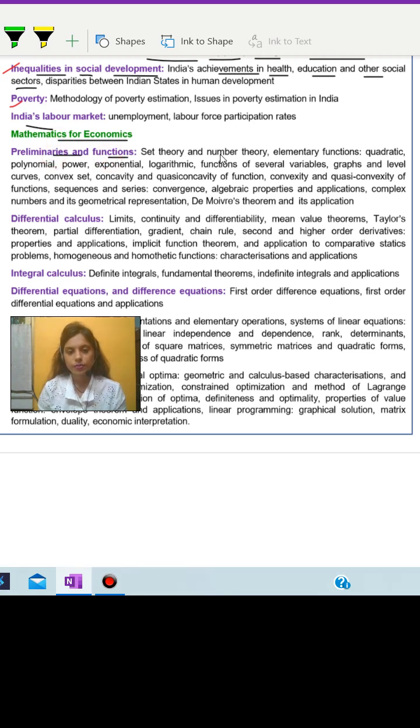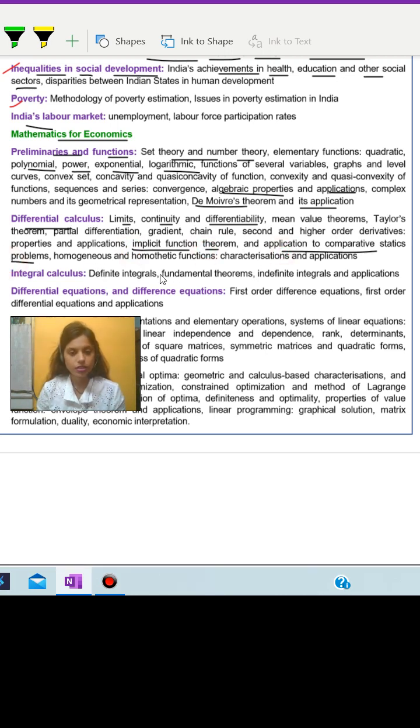preliminaries and functions, from here set theory, number theory, quadratic, polynomial, power, exponential, logarithmic, all these are important. Then de Moivre's theorem, its application is important. Algebraic properties and applications, basic sums are there. Coming to differential calculus, limits, continuity, and differentiability is there. Implicit function theorem is important. Application to comparative static problems are important.